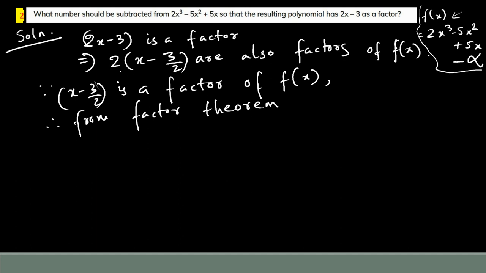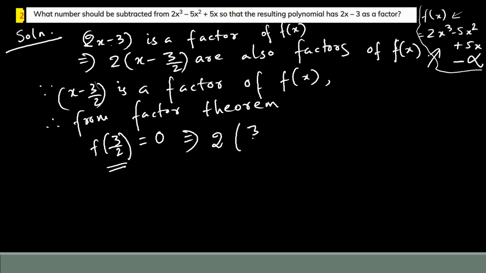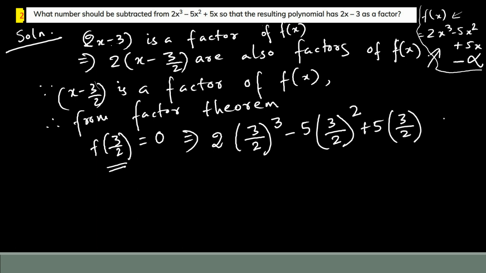Right, because it is said 2x minus 3 is a factor of f(x), where you subtracted alpha also. So now x minus 3 by 2 is also a factor of f(x). So from the factor theorem, f of 3 by 2 should be equal to 0. Now you have to put 3 by 2 in this expression. So instead of x, just put 3 by 2: (3 by 2) cubed minus 5 times (3 by 2) squared plus 5 times 3 by 2 minus alpha equals 0.